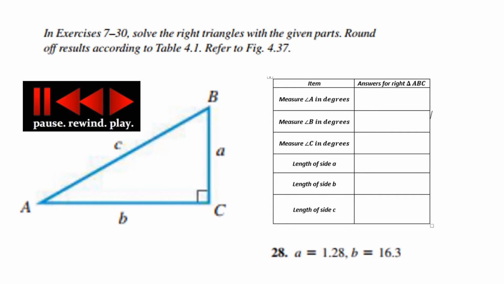Here's the next problem. This is number 28, and we're given sides a and b. So we're going to use the Pythagorean theorem to find c, but then we have to find all of these angles except for C, which we know to be 90 degrees. Pause your video, work the problem, and then check back.